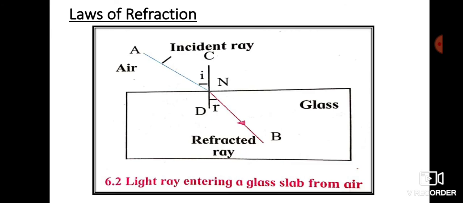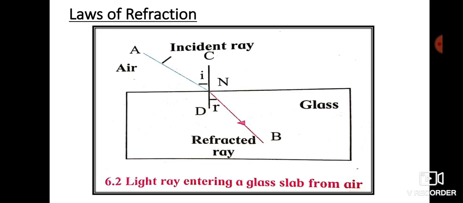Again I will repeat. The first one is the incident ray and the refracted ray at the point of incidence are on the opposite sides of the normal. That means one is on the left side, one is on the other side. Then the incident ray, the refracted ray and the normal are on the same plane.